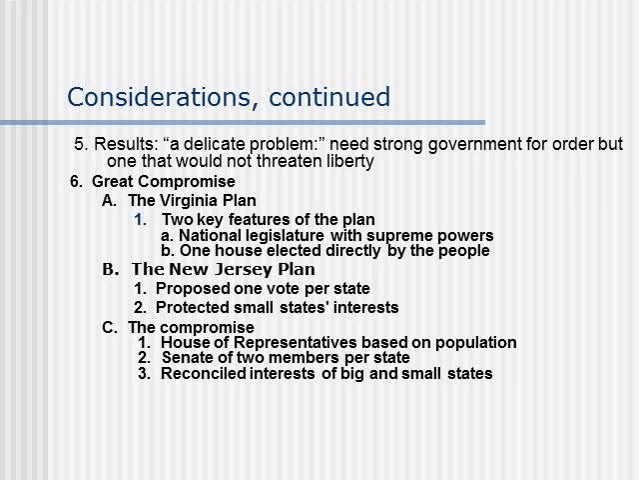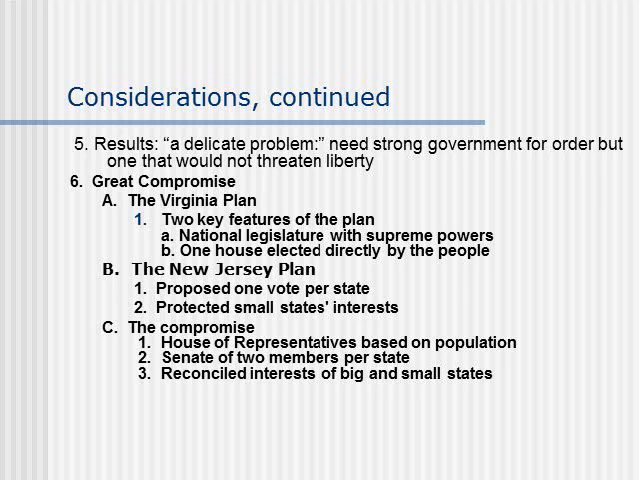The two key features of the Virginia plan were that they would have a national legislature with supreme powers, and one house would be elected directly by the people. And representation was based on population. So larger states would have more representation in the national legislature. The New Jersey plan proposed one vote per state, which protected small states' interests.